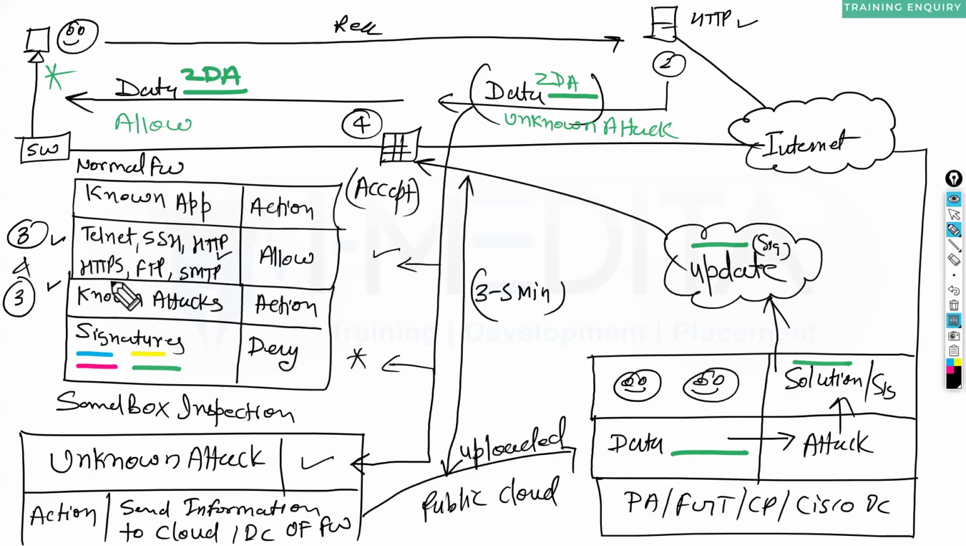All vendors say that if you have sent any file to us, we will send an update to you within 3 to 5 minutes, but there are some terms and conditions. But forget about it. So the vendor will send the update to our firewall and our firewall will accept that update. Now we can see that the zero-day attack is now known for us.